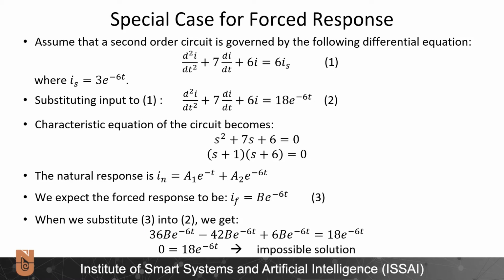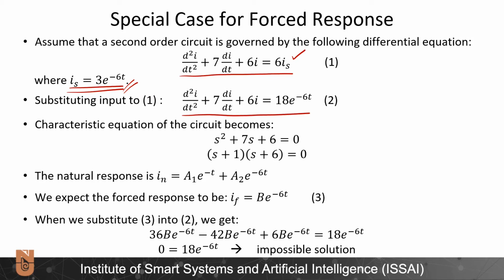Assume that a second order circuit has the differential equation of this form. Second derivative of i with respect to t plus 7 di over dt plus 6i is equal to 6 times the input current i_s. And assume that i_s, the input current, is 3 times e to the minus 6t. And when I put the current here into equation 1, I end up with this expression.